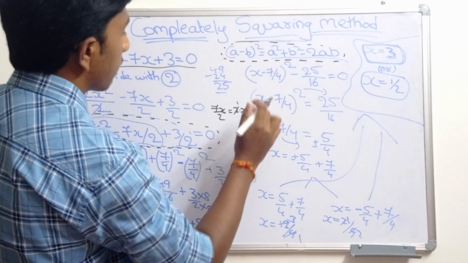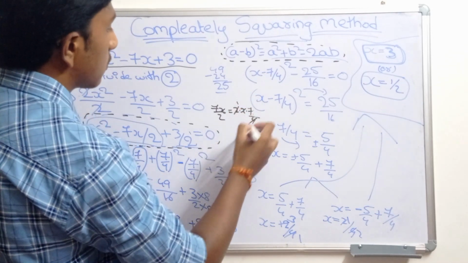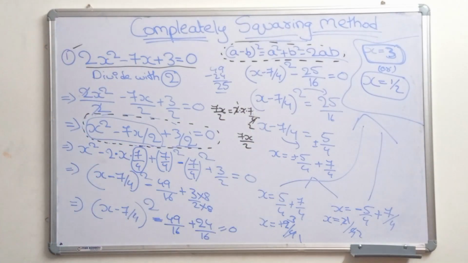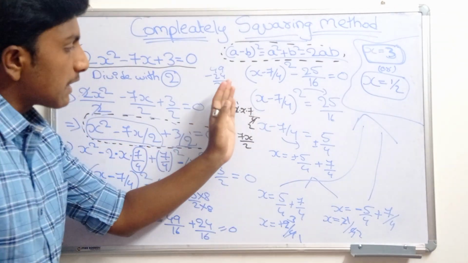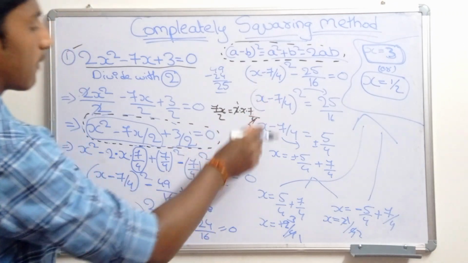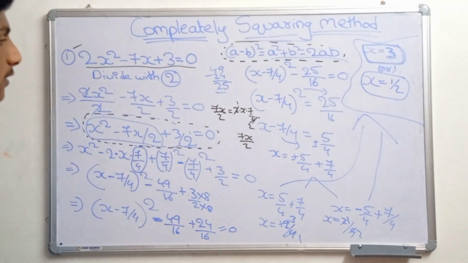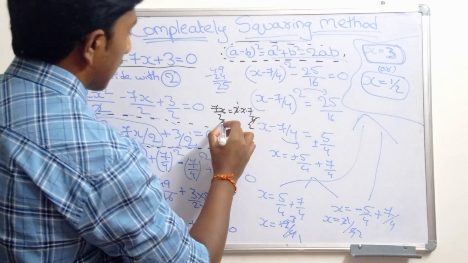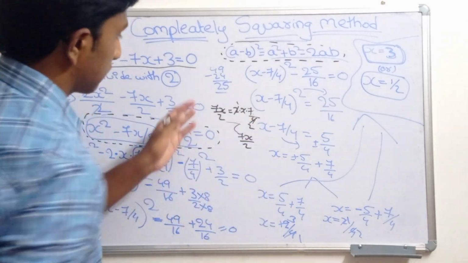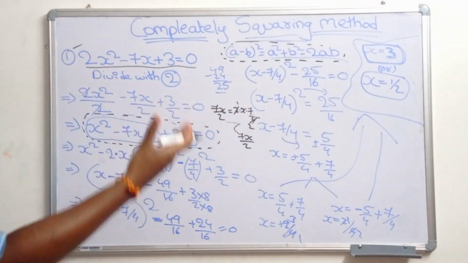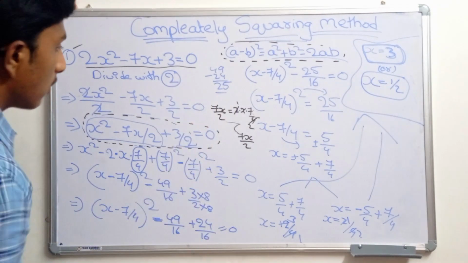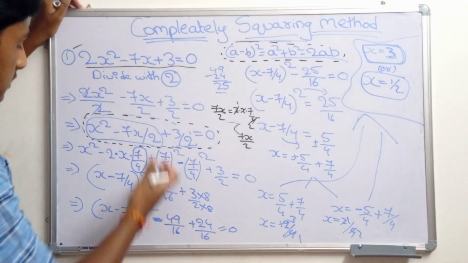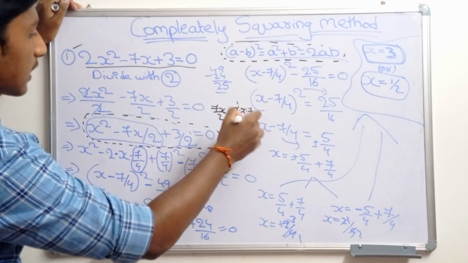If I take 7 by 4, 2 ones are 2, 2 twos are 4. That means we are getting 7x by 2. So I can go with 7 by 4 because 2 ones are 2, 2 twos are 4. After cancelling, we are getting 7x by 2. There is no formula or rule for thinking this, guys. You have to think it on your own. So 7x by 2, depending upon this, you have to select this term, guys.